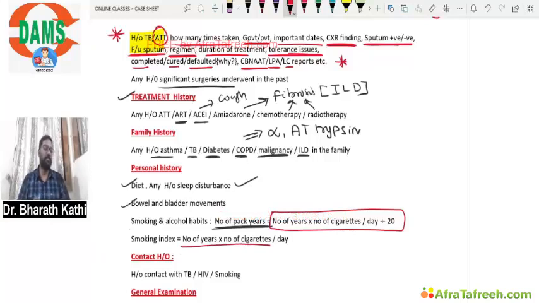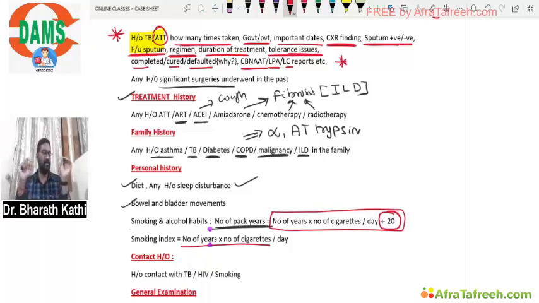This is very important. Smoking index is number of years into number of cigarettes per day. That's all. Whereas pack years is number of years into number of cigarettes divided by 20. For pack years, it is to be divided by 20. Smoking index is not divided; it is just the result of number of years into number of cigarettes. Don't get confused by pack years and smoking index.